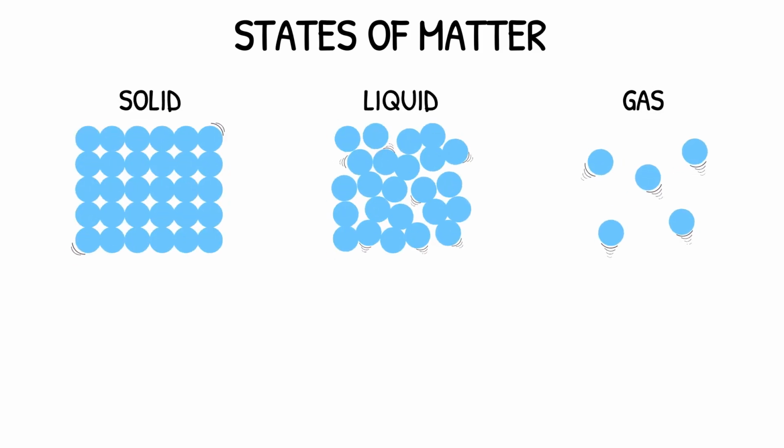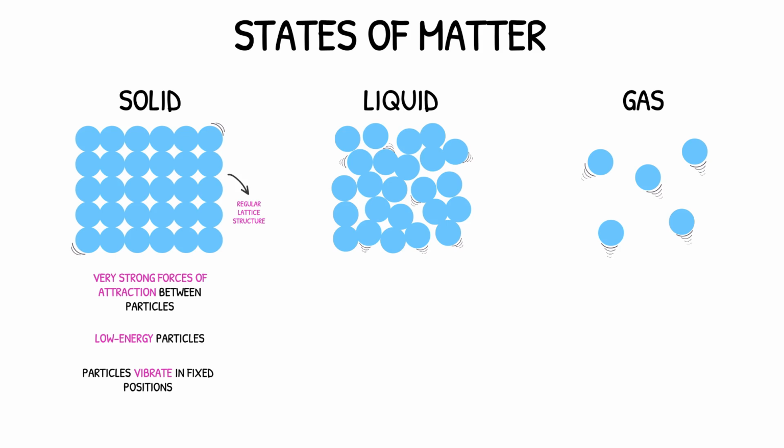Now we can talk states of matter. All matter can exist in one of three forms, and these of course are solids, liquids, and gases. In a solid, there are very strong forces of attraction between the particles. As a result, the particles in a solid are tightly packed together and arranged into a regular lattice structure. The particles, however, do not store much energy, and so their movement is quite limited. To be precise, the particles in a solid are described as vibrating in fixed positions.